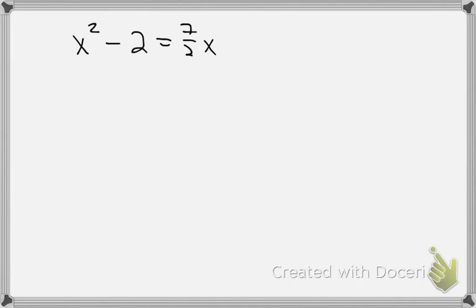So what's the first thing that's wrong here? It's non-standard form. So that means subtract that 7 over 2x to the other side, right? Descending order matters. So how should I write it? X squared minus 7/2 x minus 2 equals 0. You guys agree? What do you want to do next?